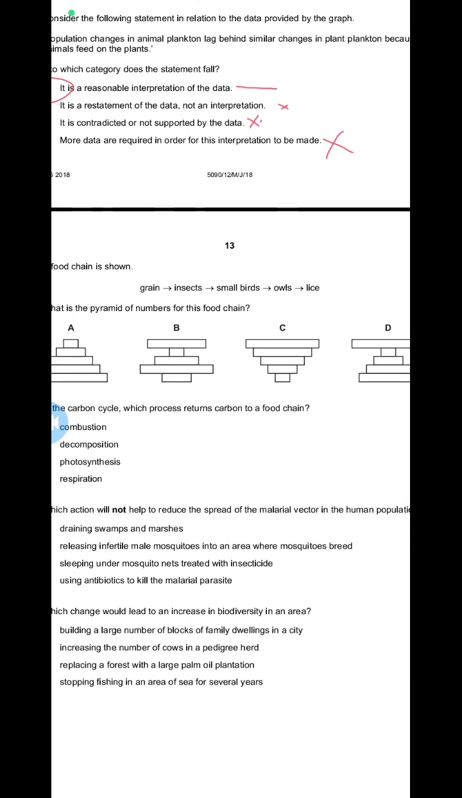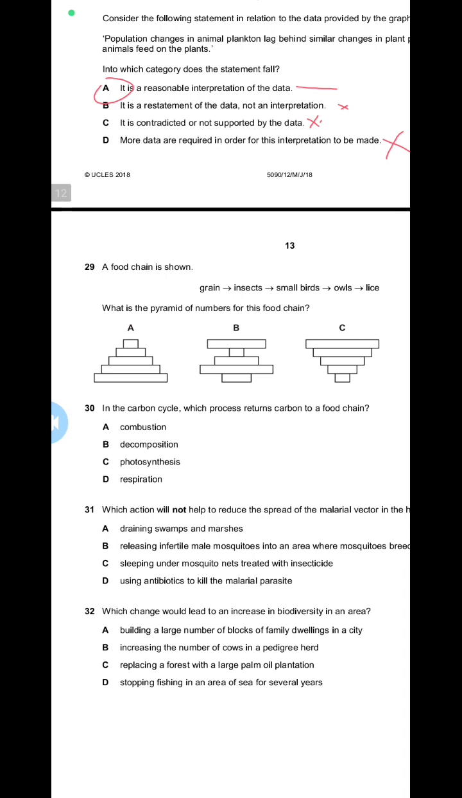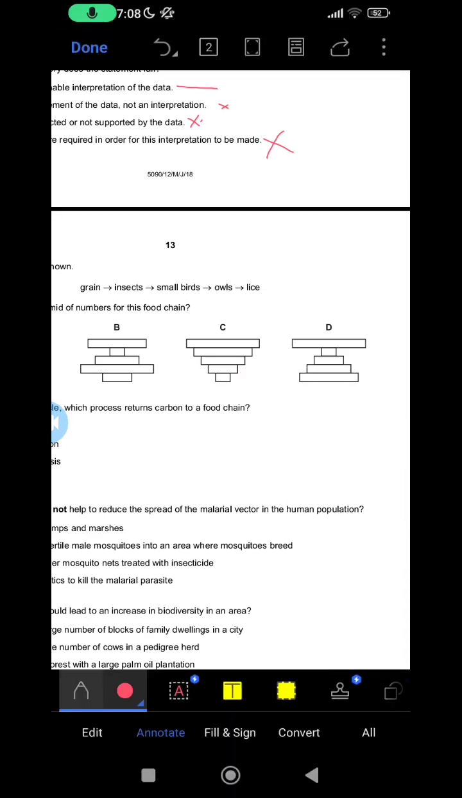So far A and D both are correct. Finally lice. On one owl many lice can feed. So it has to be way more. But it is not way more in A, so D is the correct option. I hope this makes sense.